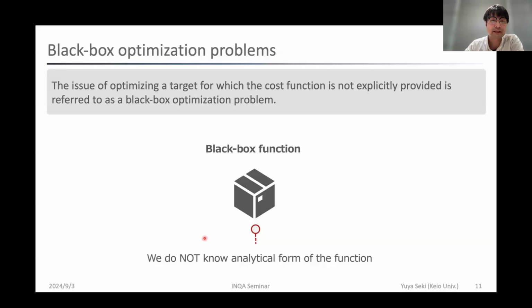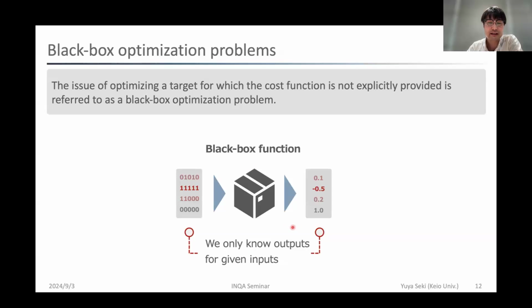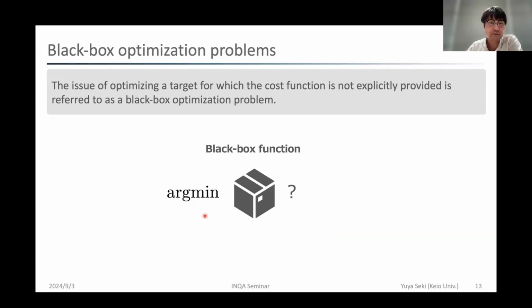Okay, what are black box optimization problems? A black box optimization problem is defined in the computational science field, and different from normal cost functions, we don't know the analytical form of the black box function. We only know the outputs of the black box function for given inputs, but we cannot check all the inputs because it takes a long computational time. So here, the task of a black box optimization problem is to find the input that minimizes the output of the black box function.